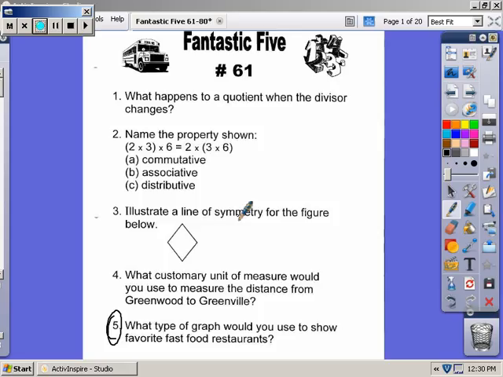This will help us review for our Fantastic Five test for number 61 through 70. And Reed's going to help us out with our first question. What type of graph would you use to show favorite fast food restaurants? A bar graph. He said a bar graph. That would be the best way to show any type of favorite that we're dealing with.